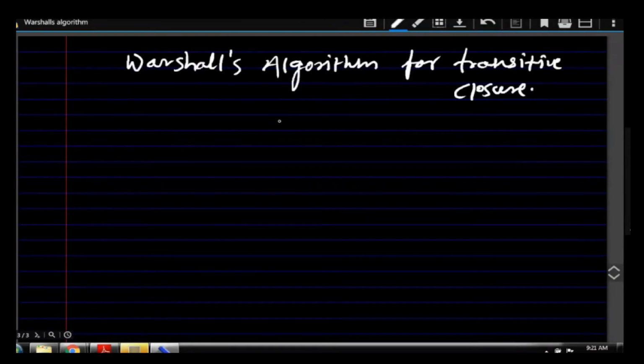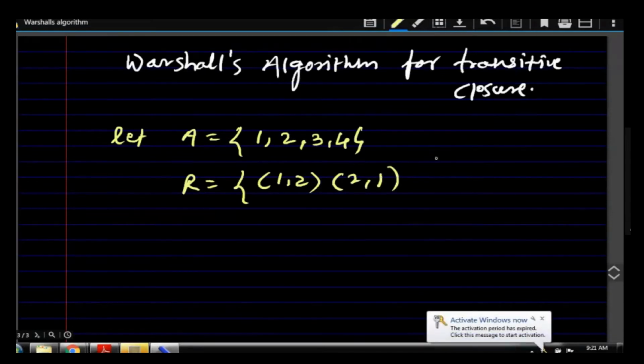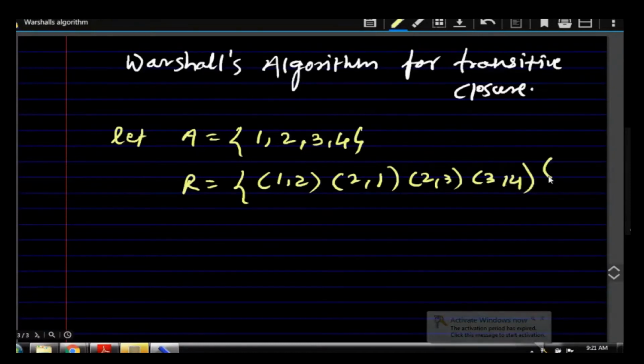So let A equal 1, 2, 3, 4, which is a set, and relation R equals (1, 2), (2, 1), (2, 3), and (3, 4). So here you can easily tell the reflexive closure: (1, 1), (2, 2), (3, 3), (4, 4). All of the self edges are not present. So reflexive closure will be (1, 1), (2, 2), (3, 3), (4, 4).